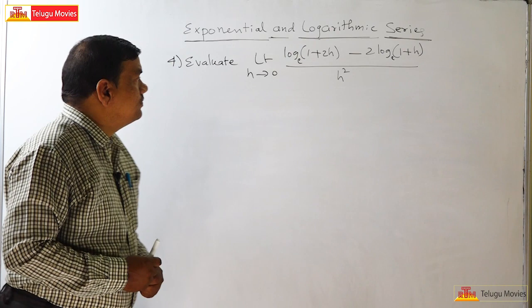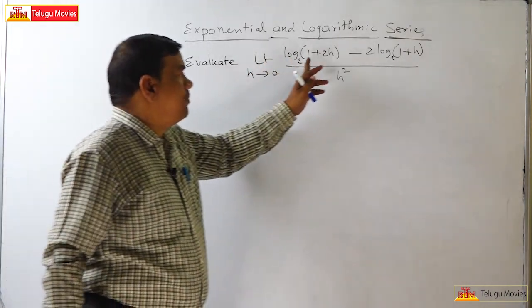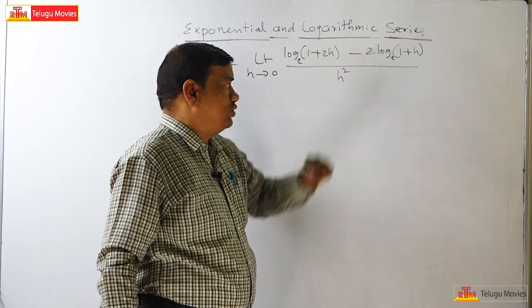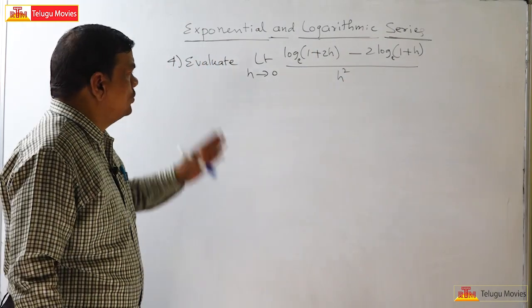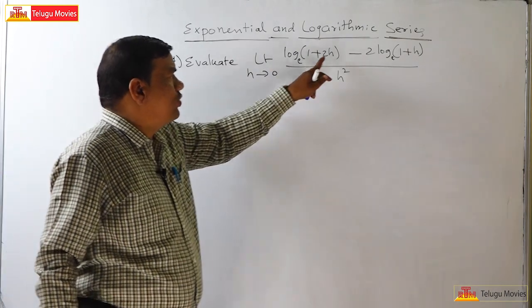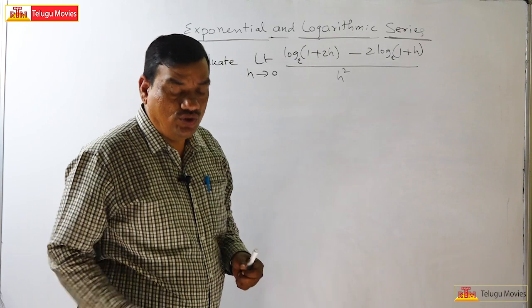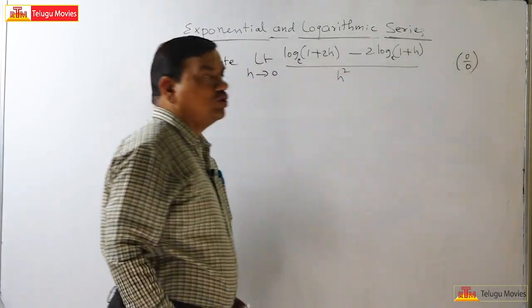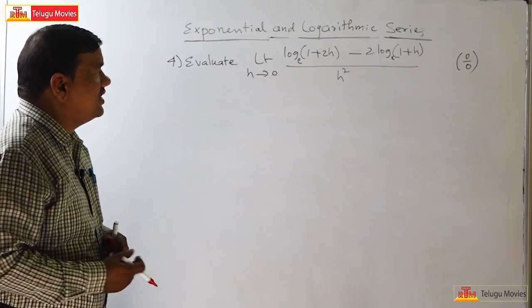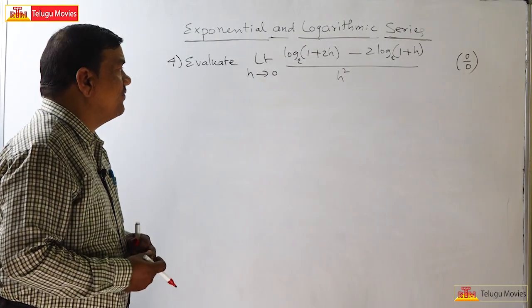Welcome to this problem. Evaluate limit h tends to 0 of log of 1 plus 2h to the base e, minus 2 times log of 1 plus h, divided by h square. If you substitute h equal to 0, the numerator is 0 and the denominator is also 0. You will get a 0 by 0 form. So you can differentiate the numerator and you can differentiate the denominator, then we can find out the value.